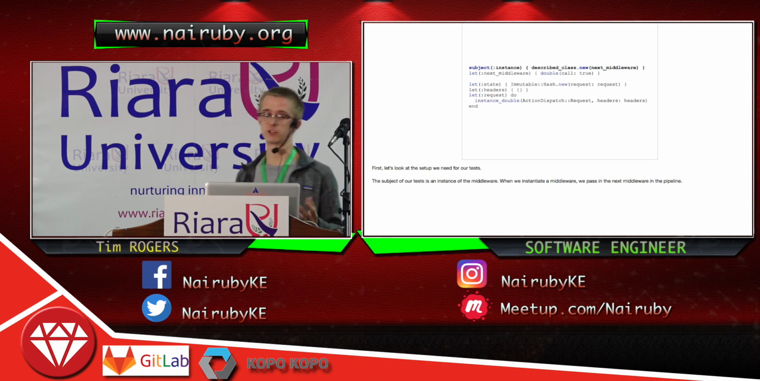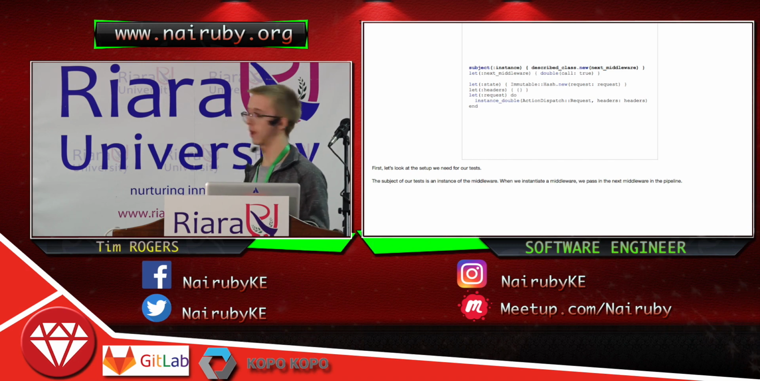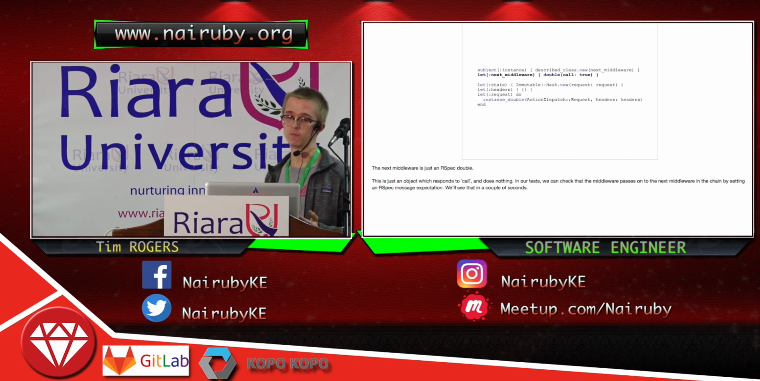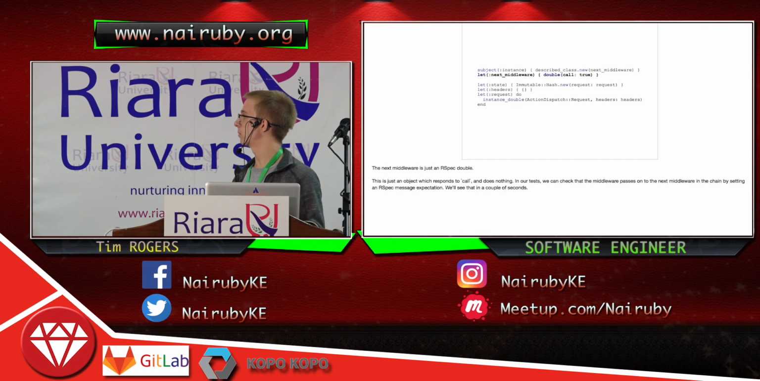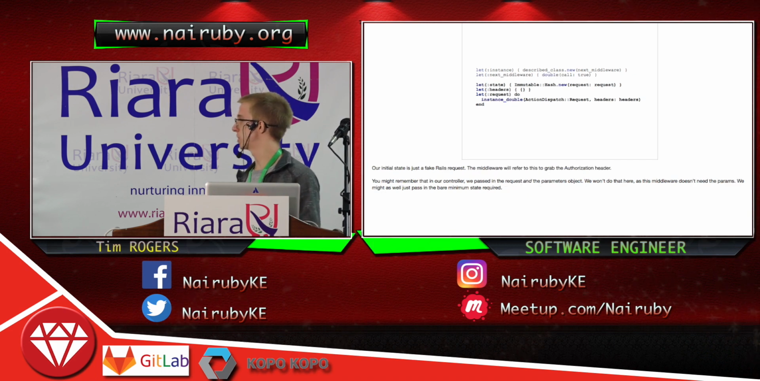So the setup for our test is quite simple. The subject is an instance of the middleware. When we instantiate a middleware, we pass in the next middleware in the pipeline. The next middleware is just an RSpec double. This is just an object which responds to call and does nothing. In our tests, we can check whether this next middleware gets called with an RSpec message expectation, which we'll see in a few seconds. Our initial state is just a fake Rails request with some headers.